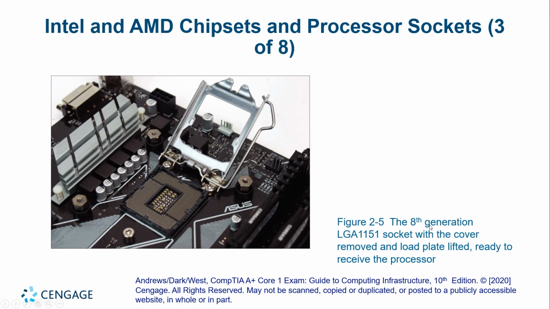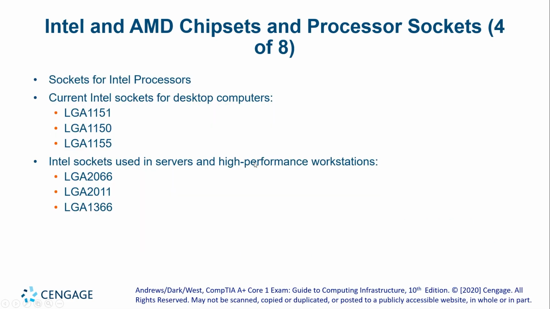And the 8th generation LGA 1151 socket with the cover. And so this would be the cover. It flips down over the socket to hold it in. It's ready to have a processor placed in there. So what you would do, you would install the processor, you would close the cover, and then you would put the heatsink thermal paste on, sorry, the word I was looking for there. And then you would connect the fan or whatever cooling system you're using.